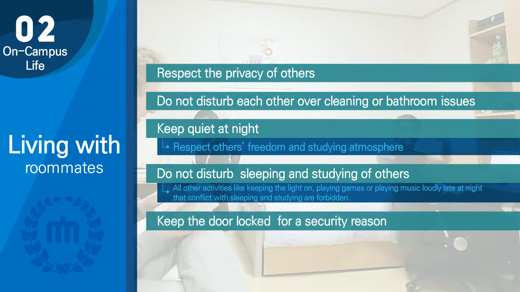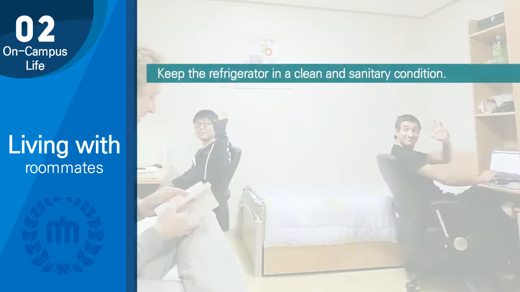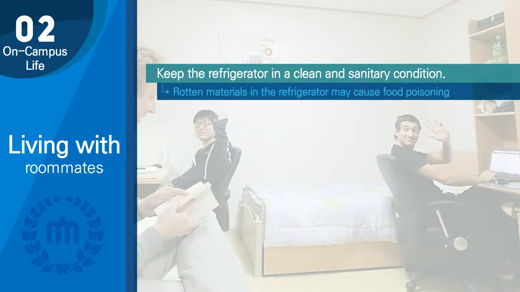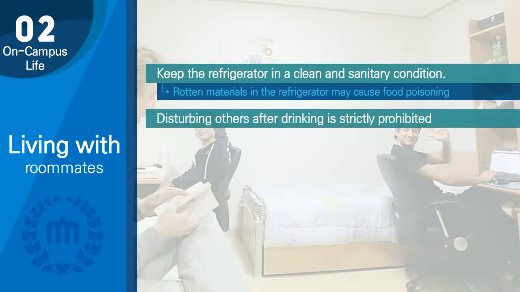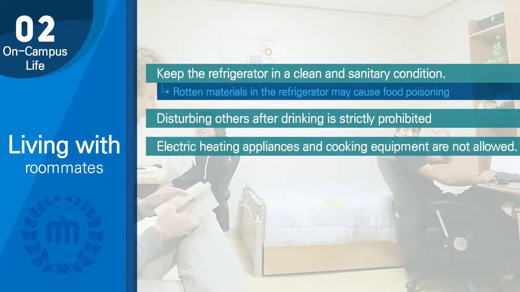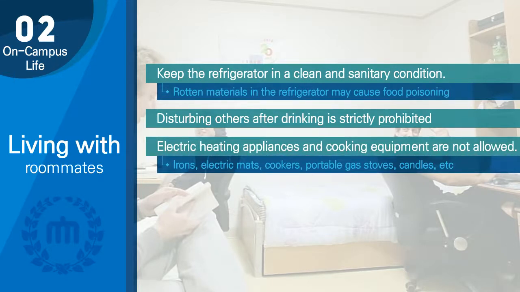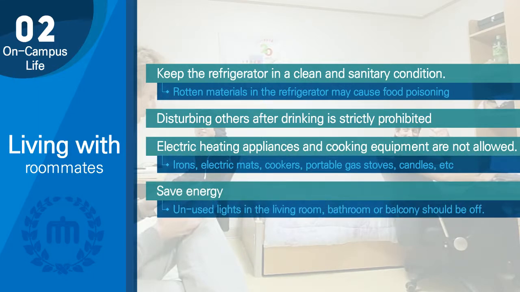You have to keep the door locked to secure your room. Be careful when you leave cash and valuables in your room to avoid burglaries. Rotten food in the refrigerator may cause food poisoning. Keep the refrigerator in a clean and sanitary condition for your health. Disturbing others after drinking is strictly prohibited. Electric heating appliances and cooking equipment, such as irons, electric mats, cookers, portable gas stoves, or candles are not allowed to use. To save energy, please turn off lights in the living room, bathroom, or balcony when you do not use.